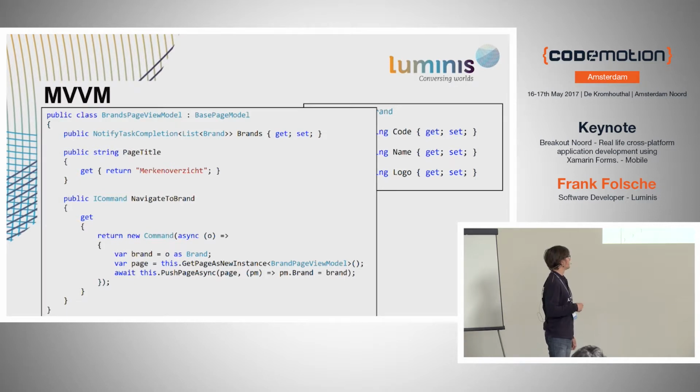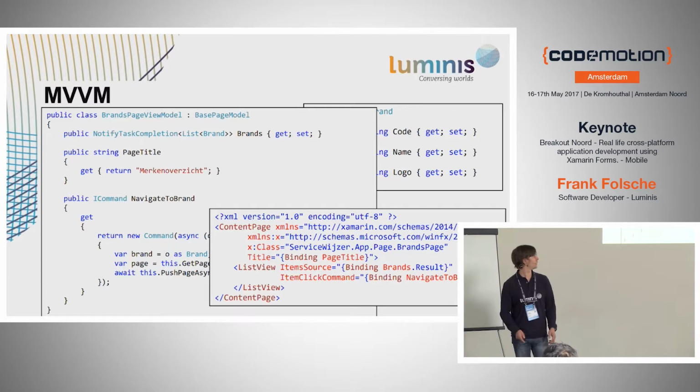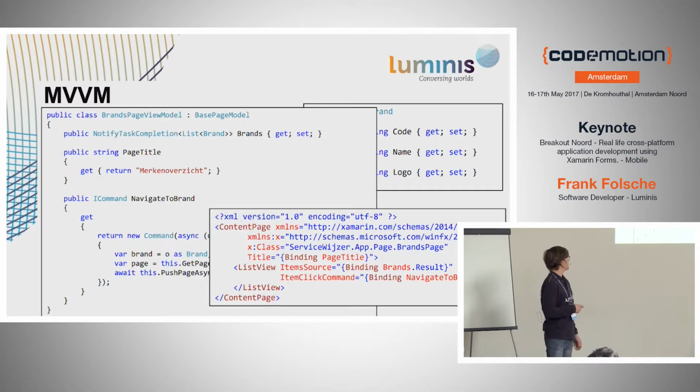Here we have a command. What happens when you click on one of those brands and you want to navigate to the brand-specific page? And here we have the view. Also a little bit simplified, but here you can really see all those properties. They're on the view model. So it's just the page title, which is bound to the page title object. We have the brands, which is used here to populate the list. And we have this command, which is referenced here.